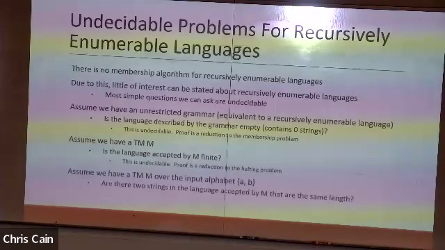Some people saying decidable, some people saying undecidable. The answer is this is also undecidable. If you generate two strings that are of the same length, great, you halt. If you have not yet generated two strings that are of the same length, are you eventually going to generate another one that is the same length? We don't know.